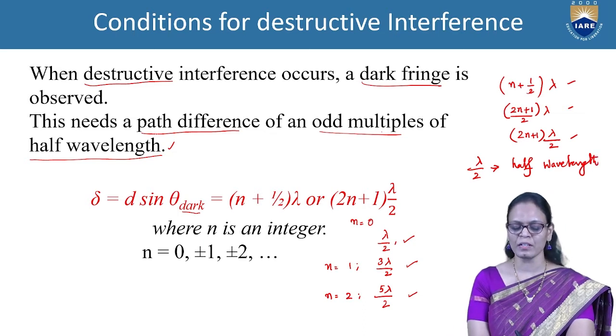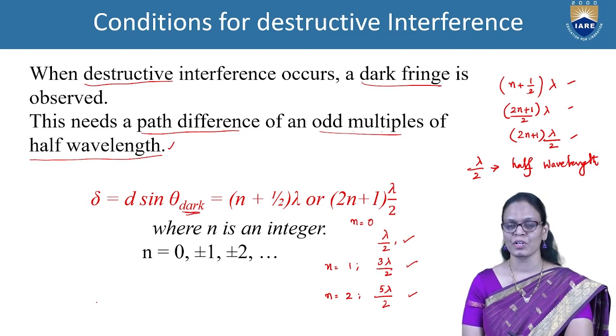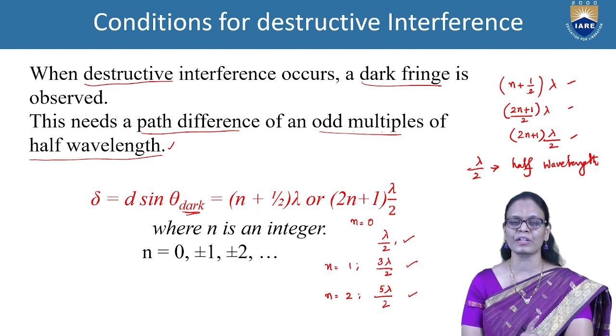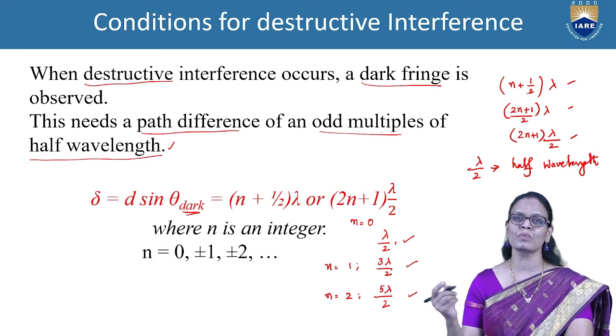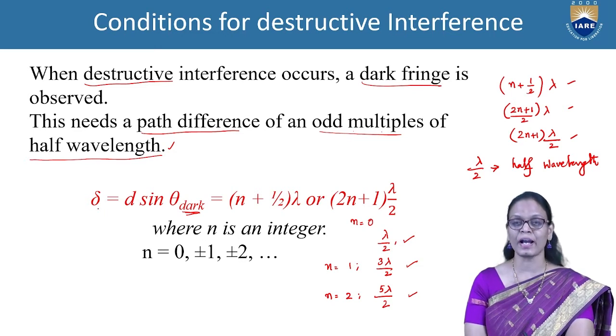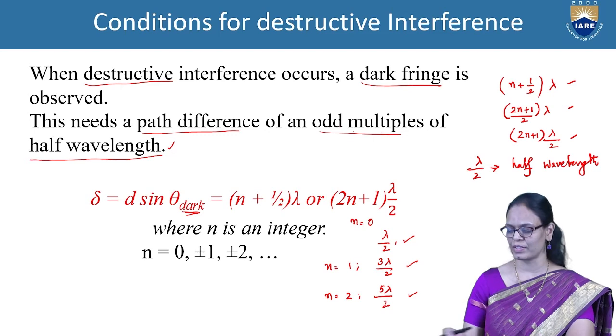So what is the condition? If the path difference is an odd multiple of half the wavelength, then we get a dark fringe. So we have seen two conditions. The condition for the bright fringe or constructive interference: delta equal to d sine theta should be equal to n lambda, where n can take all the integers. If it is 0, it will be the central bright fringe, and 1, 2 and so on give us the other bright fringes. But for the dark fringe, we have delta equal to (2n plus 1) into lambda by 2, where we have the odd multiples of half the wavelength.